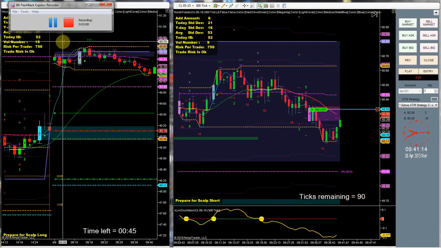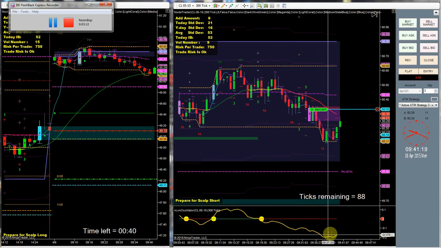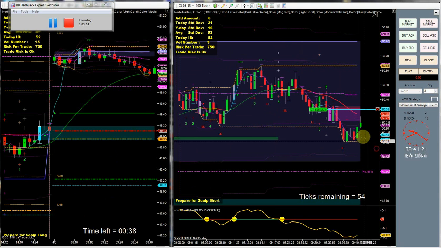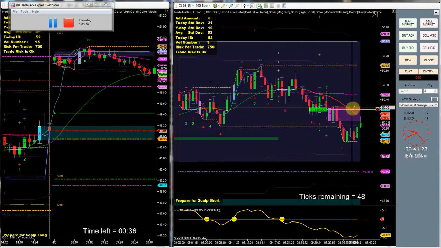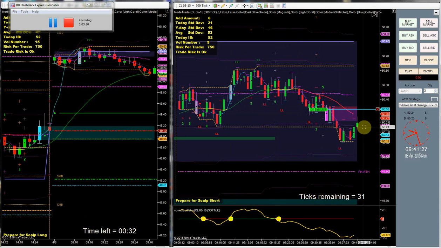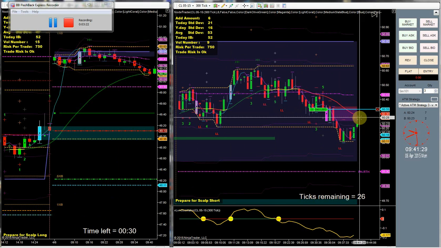Alright folks, we have a potential setup coming here. Oscillator's down below 0. We have a selling zone here, and we also have our selling low volume node right here. So if the market comes up to this level, we'll potentially get filled and see how this trade goes.